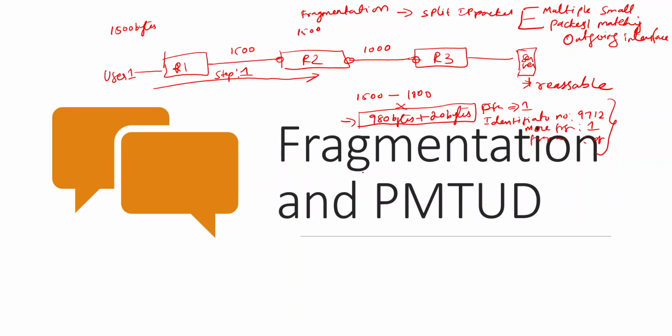Then in the second packet, in our case, we have to send only the remaining 520 bytes. This 520 bytes will be sent in the second packet, and it uses the same identification number, because in order to reassemble, they should be part of the same identification number. Then the more fragments bit: there is no packet after this, so the more fragments bit will be 0.